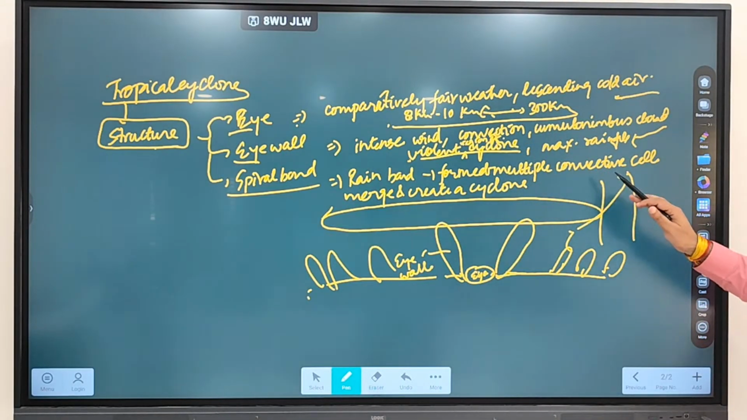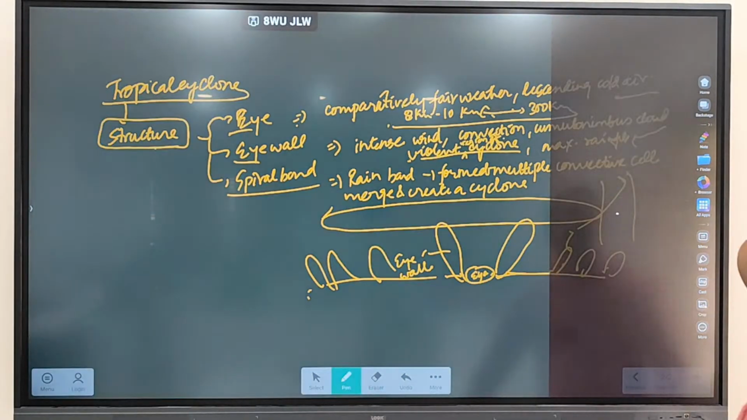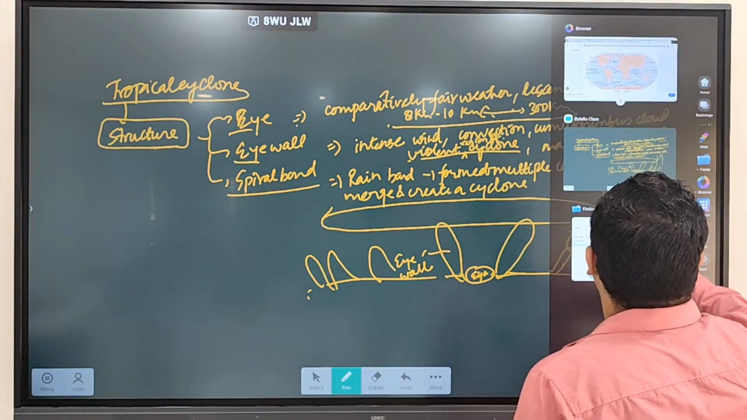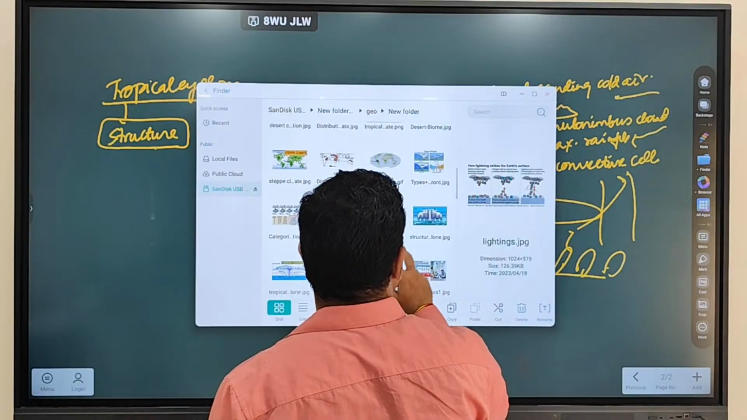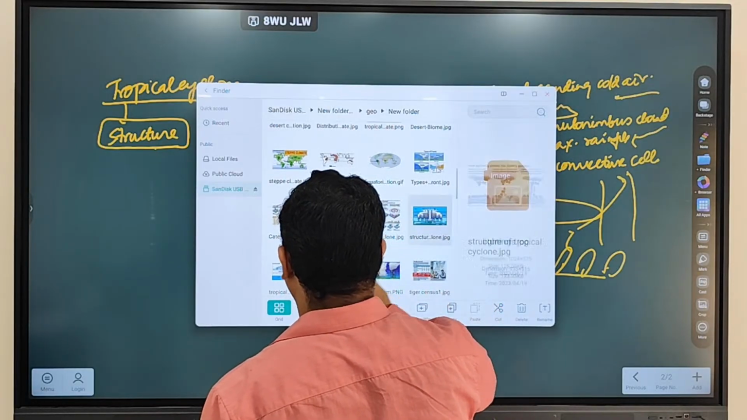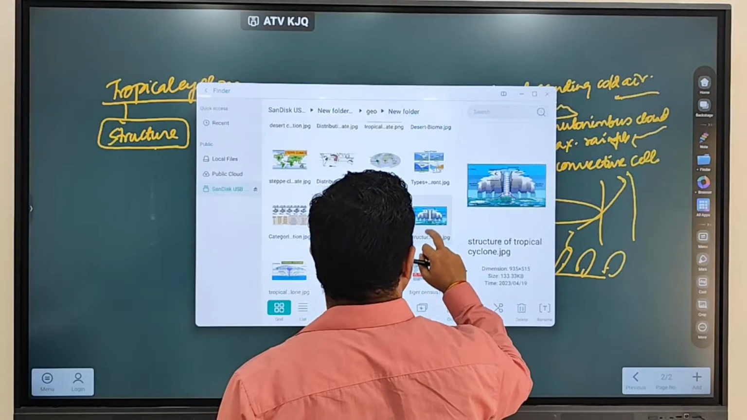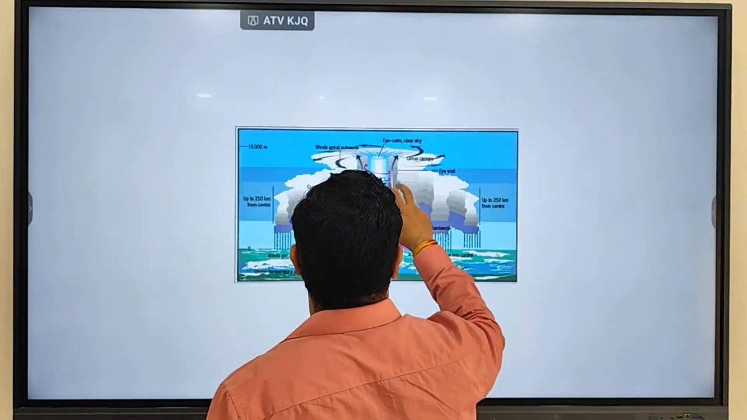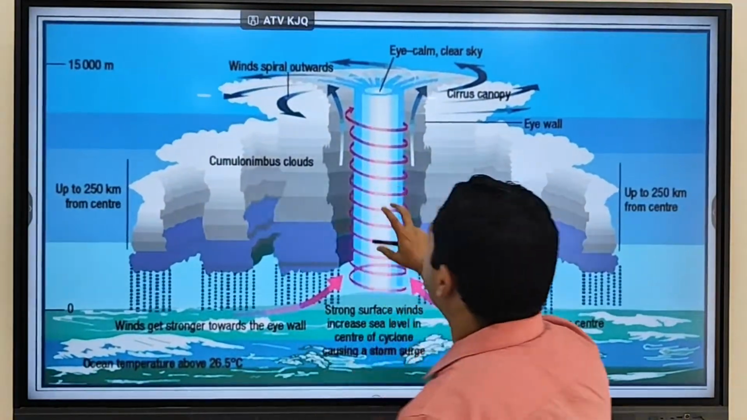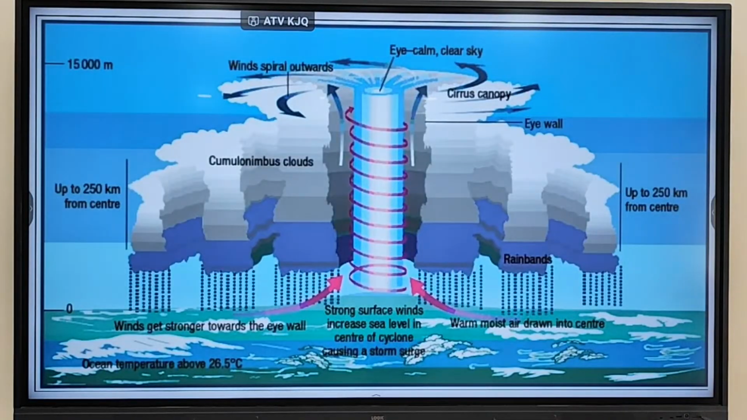Fine. Next, eye wall region. Eye wall region has intense wind. Convectional currents are going to be more in this region. And the third is the spiral band region. Clear? So these are the structure of tropical cyclones. Fine. So this is what you are seeing regarding the tropical cyclone.